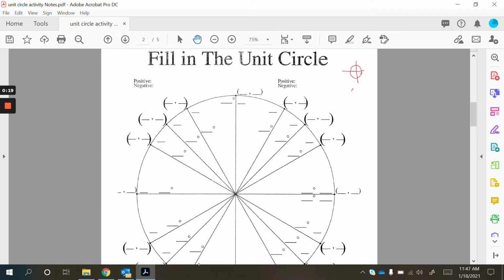One, and the most important thing, is that the radius equals 1. Okay, so keep that in mind with everything that we're doing, that the radius of the unit circle is always 1.